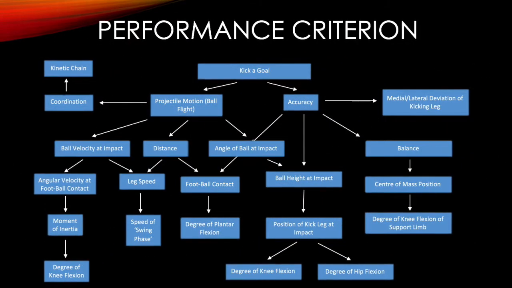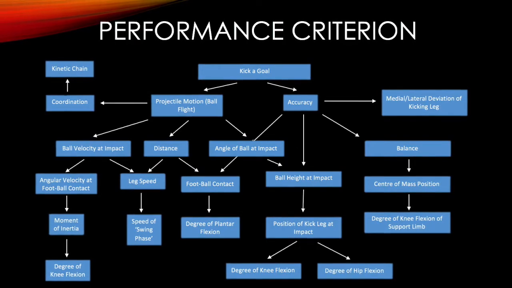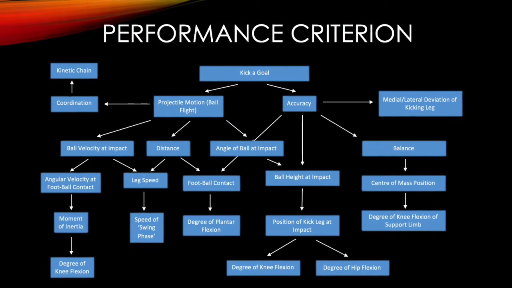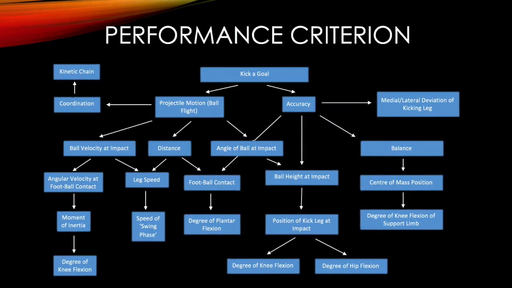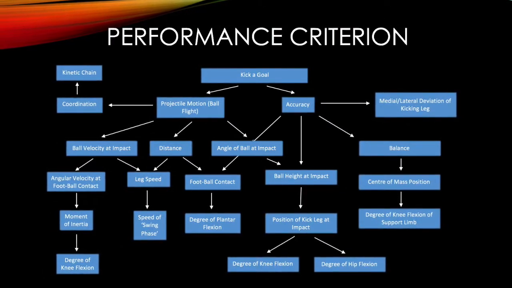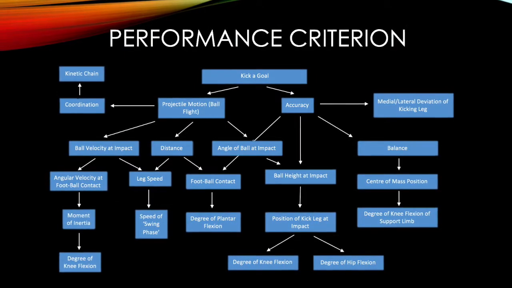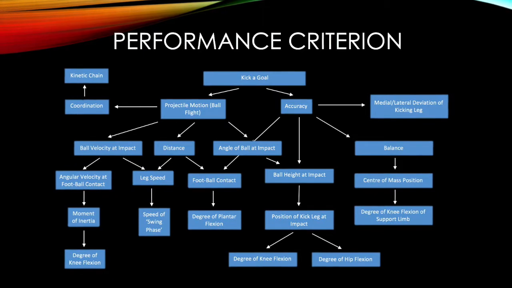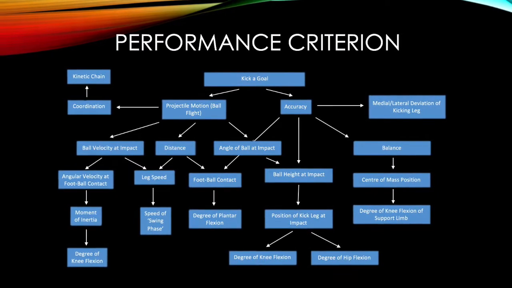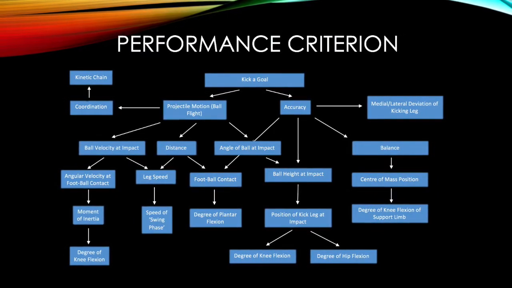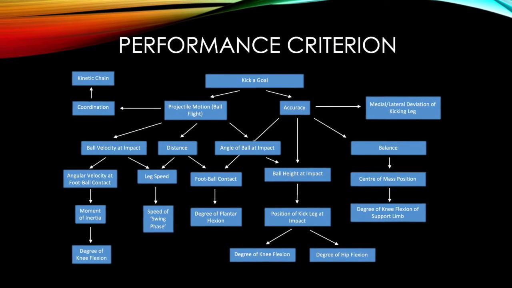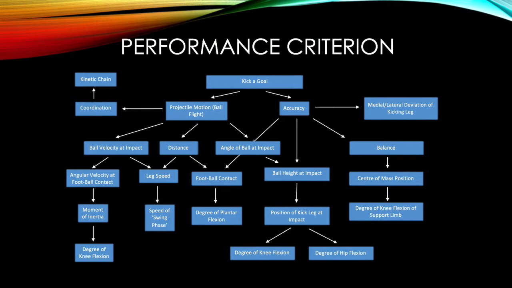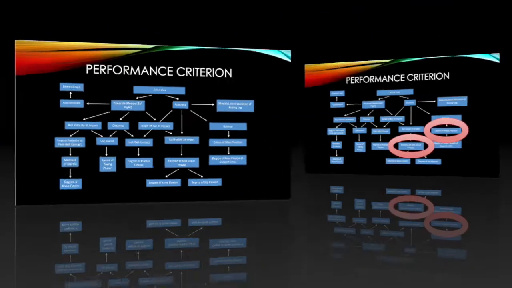A drop punt is a very complex movement in the game of AFL, with many factors contributing to kick performance. As seen in the diagram shown on screen, the 2 main factors are projectile motion and ball accuracy. Projectile motion is determined by coordination, ball velocity at impact, distance, and angle of the ball at impact. The factors which influence the accuracy of a drop punt kick include foot-ball contact, ball height at impact, balance, and medial-lateral deviation of the kicking leg.